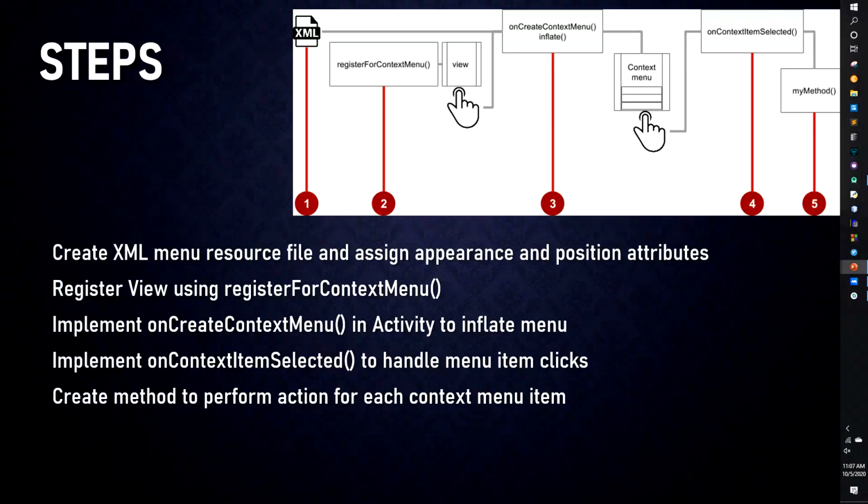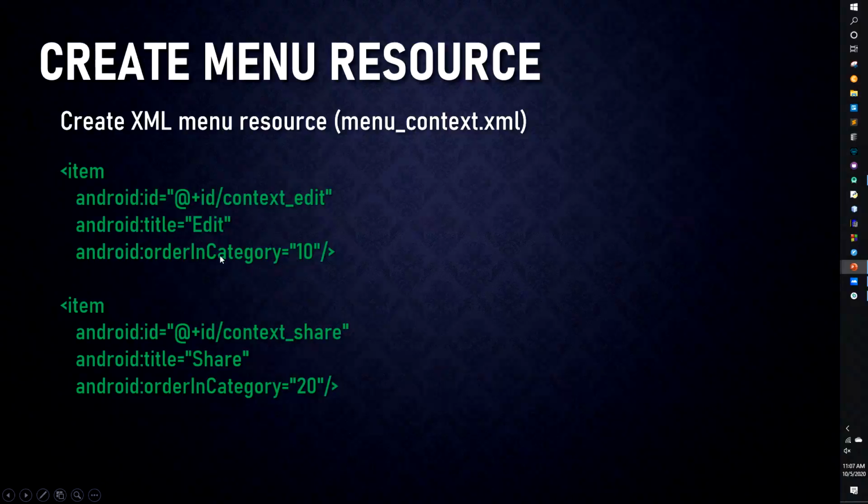Since we didn't implement on context item selected, we have to do this to handle the menu item we click. Once we are done with this, you can implement the method to perform an action for each context menu. Also, you can put some message when one of these items is clicked. These are some example parts.